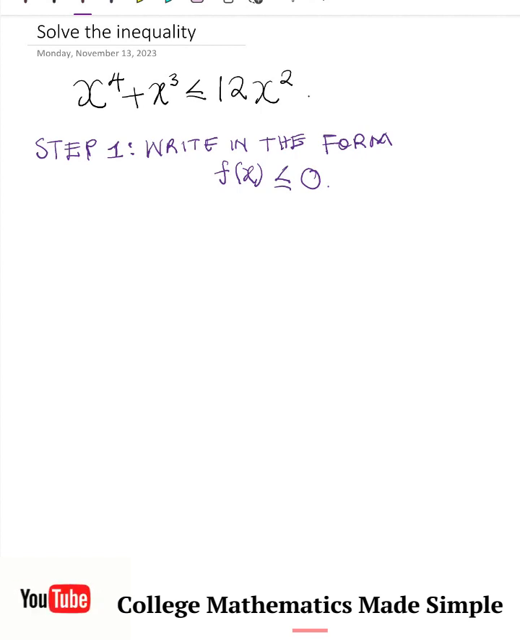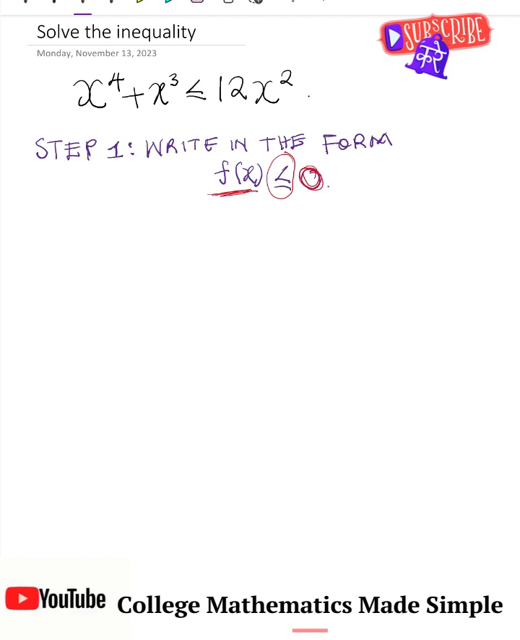So instead, whenever you are given a polynomial, write all non-zero terms on the left side of the polynomial. That is, write it in the form of f of x, then your inequality symbol, and then you need to have 0 on the right side of the inequality. So like in this problem, we are going to write as follows.